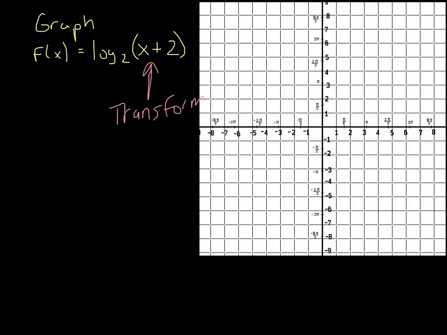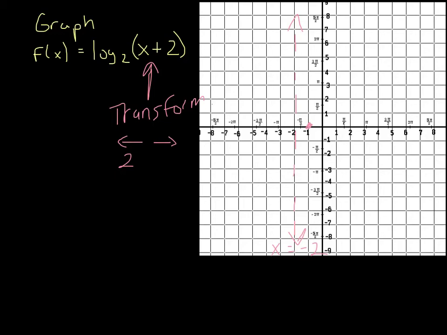When I add 2, when I do something directly to x, remember that means we're going to be moving it either to the left or to the right. Since it's a plus 2, that means we're going to go to the left 2 units. So my asymptote, which used to be at x equals 0, is now going to fall over here at x equals negative 2. Our x-intercept that was at 1, 0 is going to shift 2 units to the left. So it's going to be at negative 1, 0.